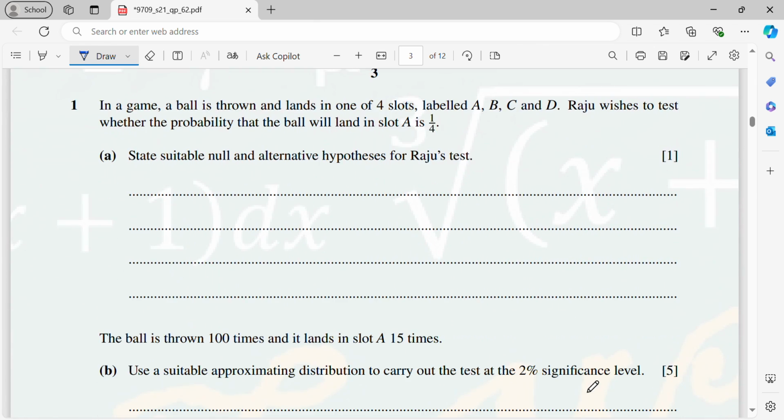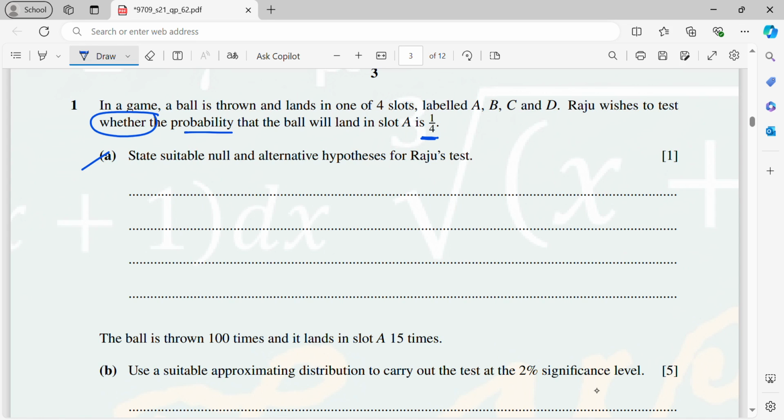For question number 1, in a game, a ball is thrown and lands in one of the 4 slots labeled A, B, C, D. Raju wishes to test whether the probability that the ball will land in slot A is 1/4. Part (a): state suitable null and alternative hypotheses for Raju's test.